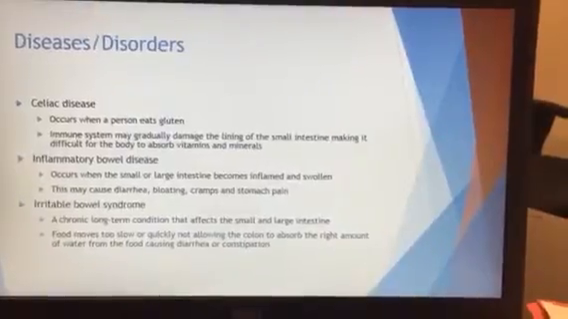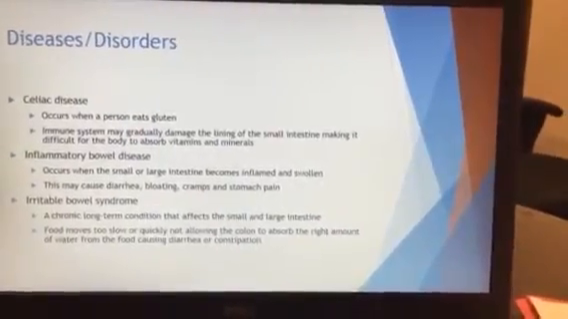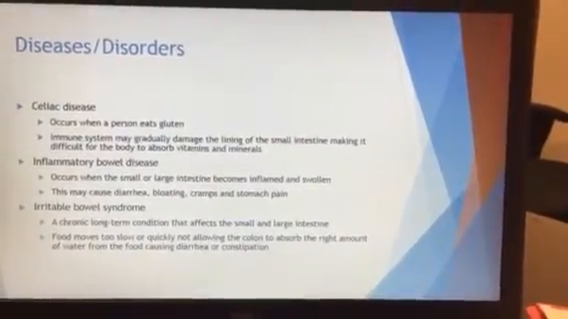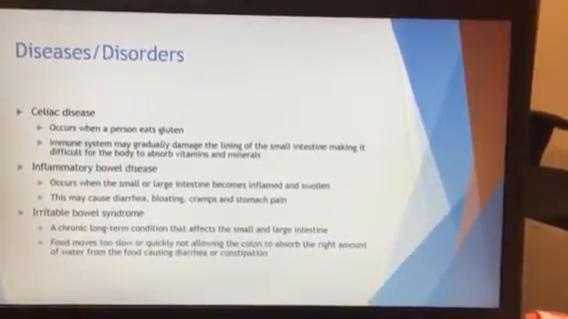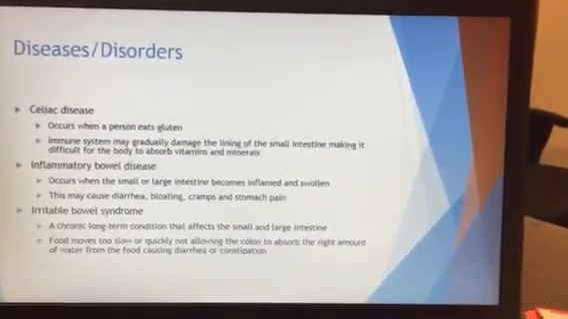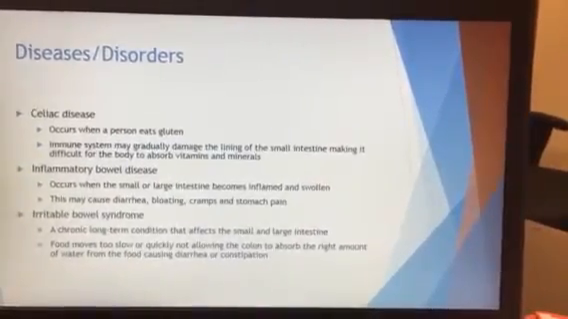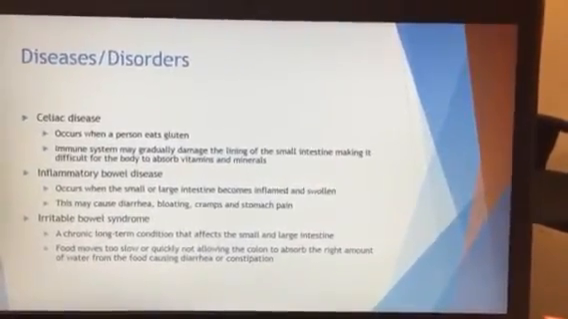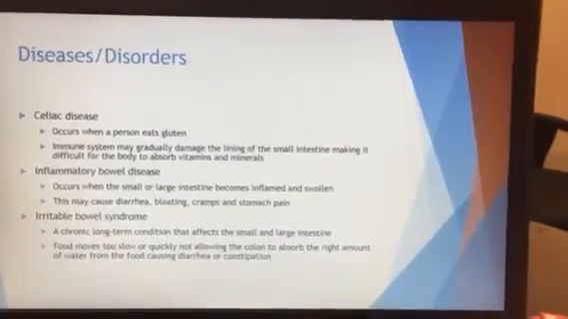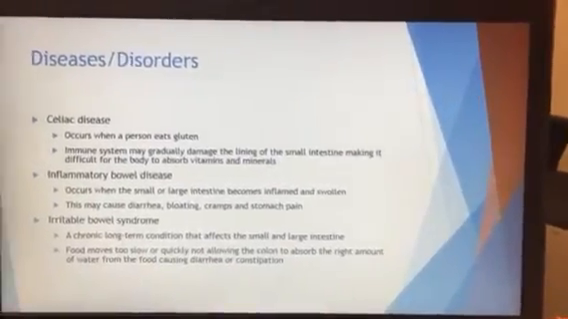A disorder that someone could have is called irritable bowel syndrome. This is a chronic, long-term condition that affects the small and large intestine. The food either moves too slow or too quickly, not allowing the colon to absorb the right amount of water from the food, which causes diarrhea or constipation.